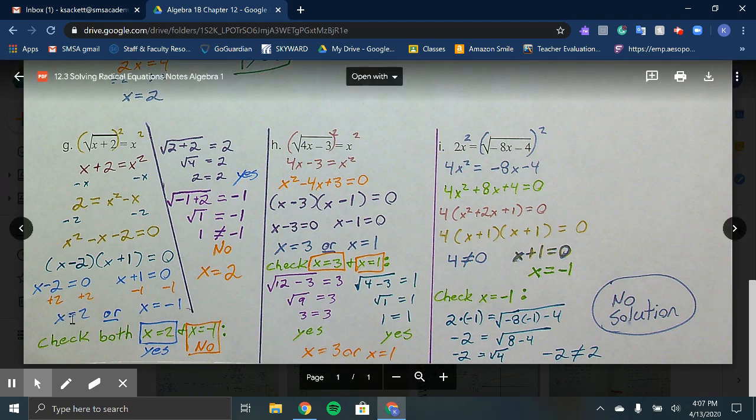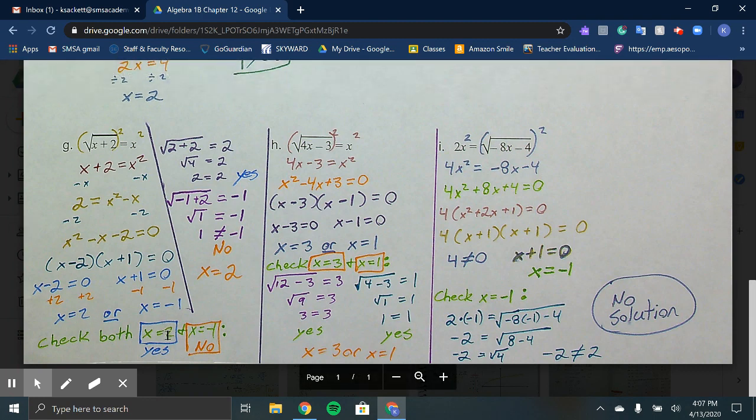Now we have two answers to check. So we'll plug both the 2 and negative 1 back into the original. So first, on top here, I'm going to check the 2. Square root of 2 plus 2 equals 2. Square root of 4 equals 2. 2 equals 2. So yes, x equals 2 is a solution.